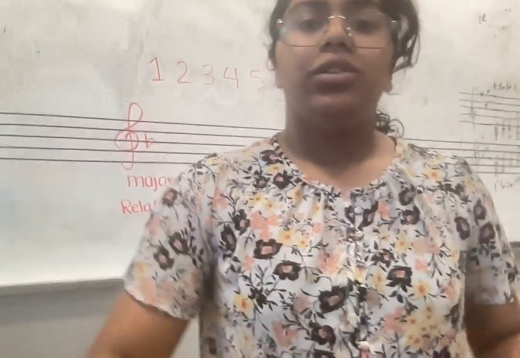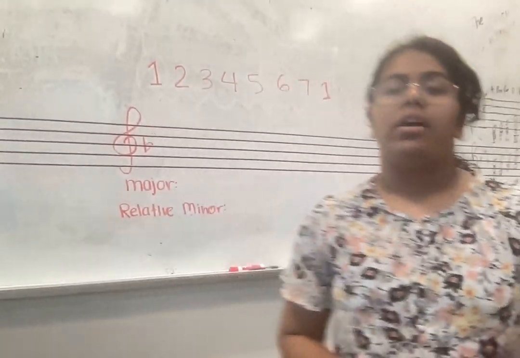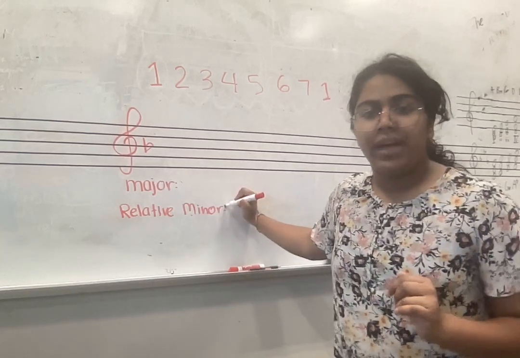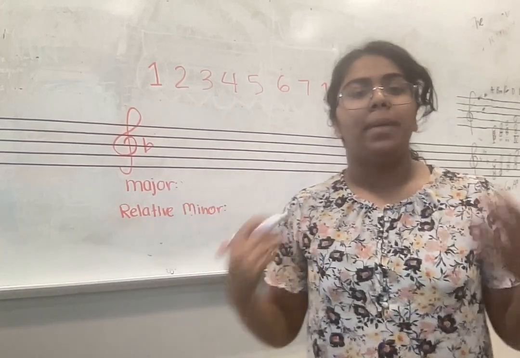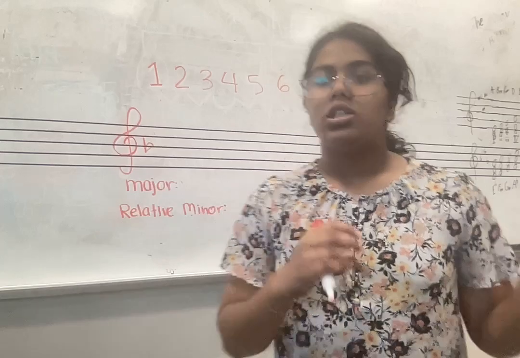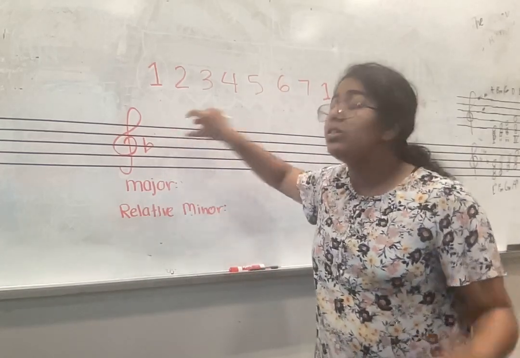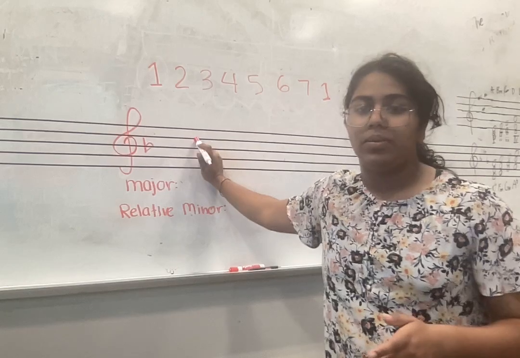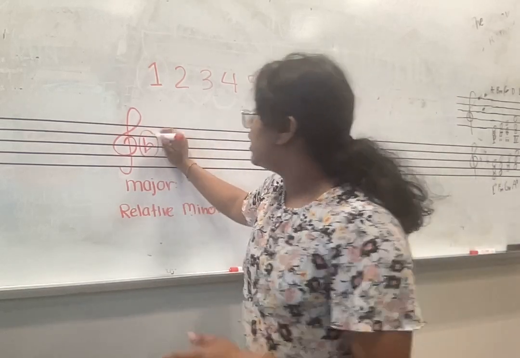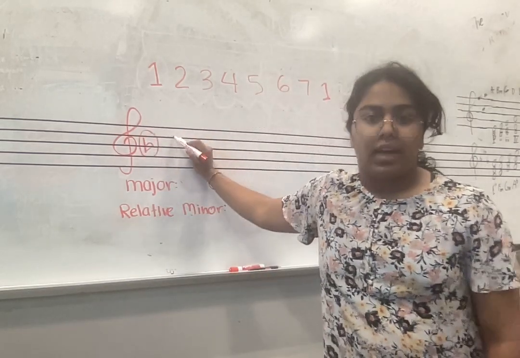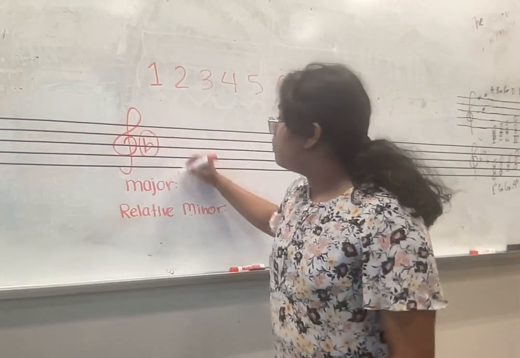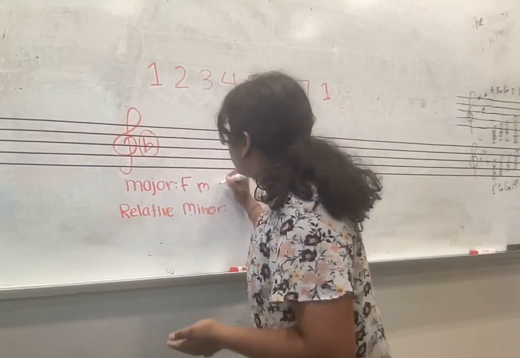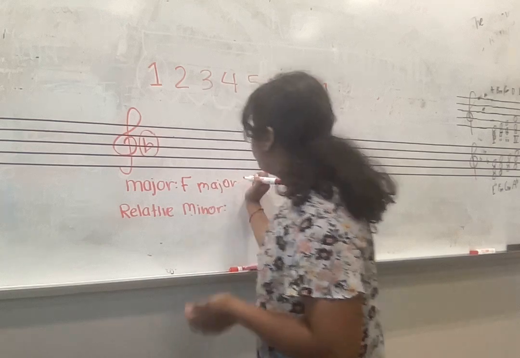Hi. So today I want to teach you how to figure out your relative minor scale from a given major key signature. I'll start off with an example. Right here we have our key signature. We have a B flat, and I'm assuming that you guys know this, but a B flat would turn into an F major key signature.